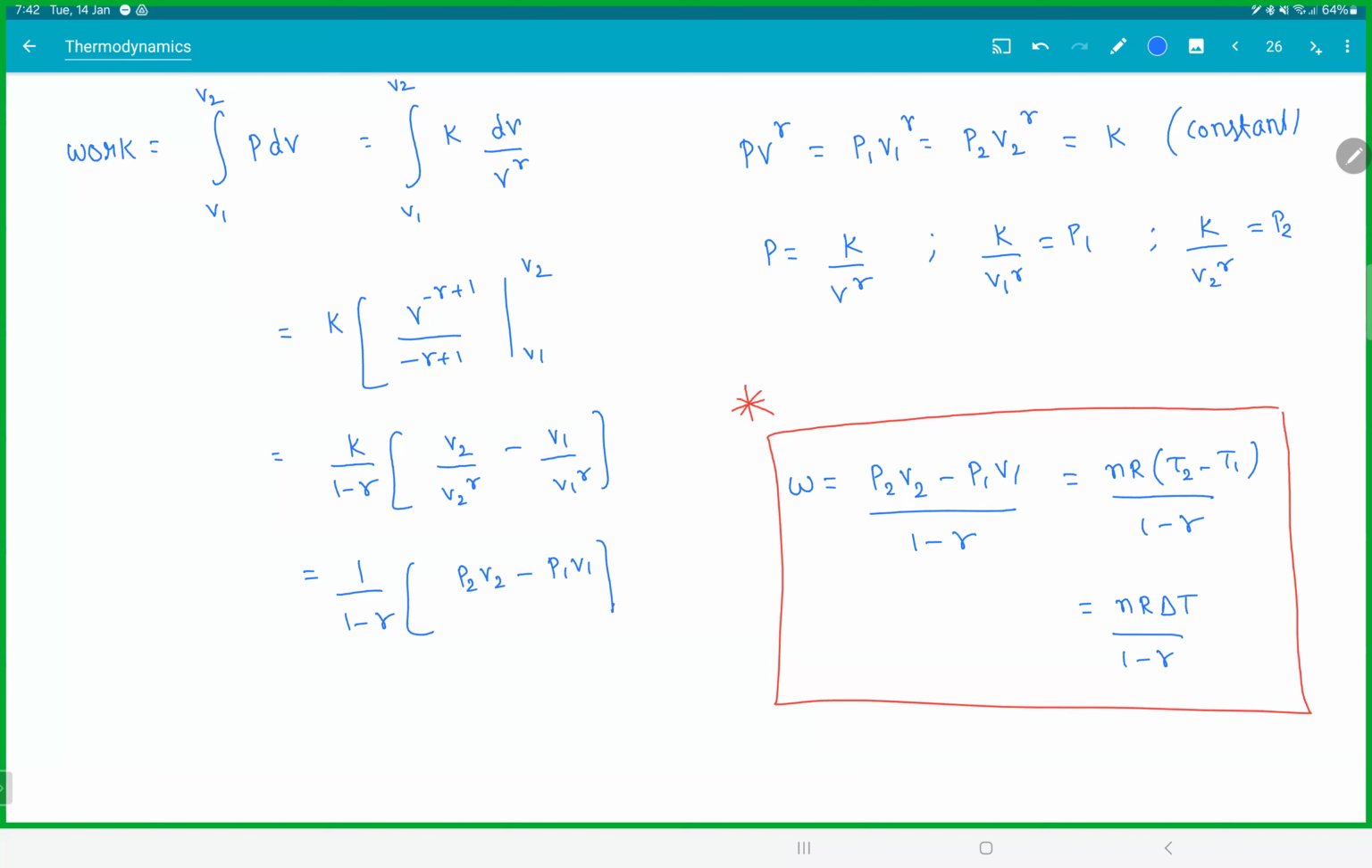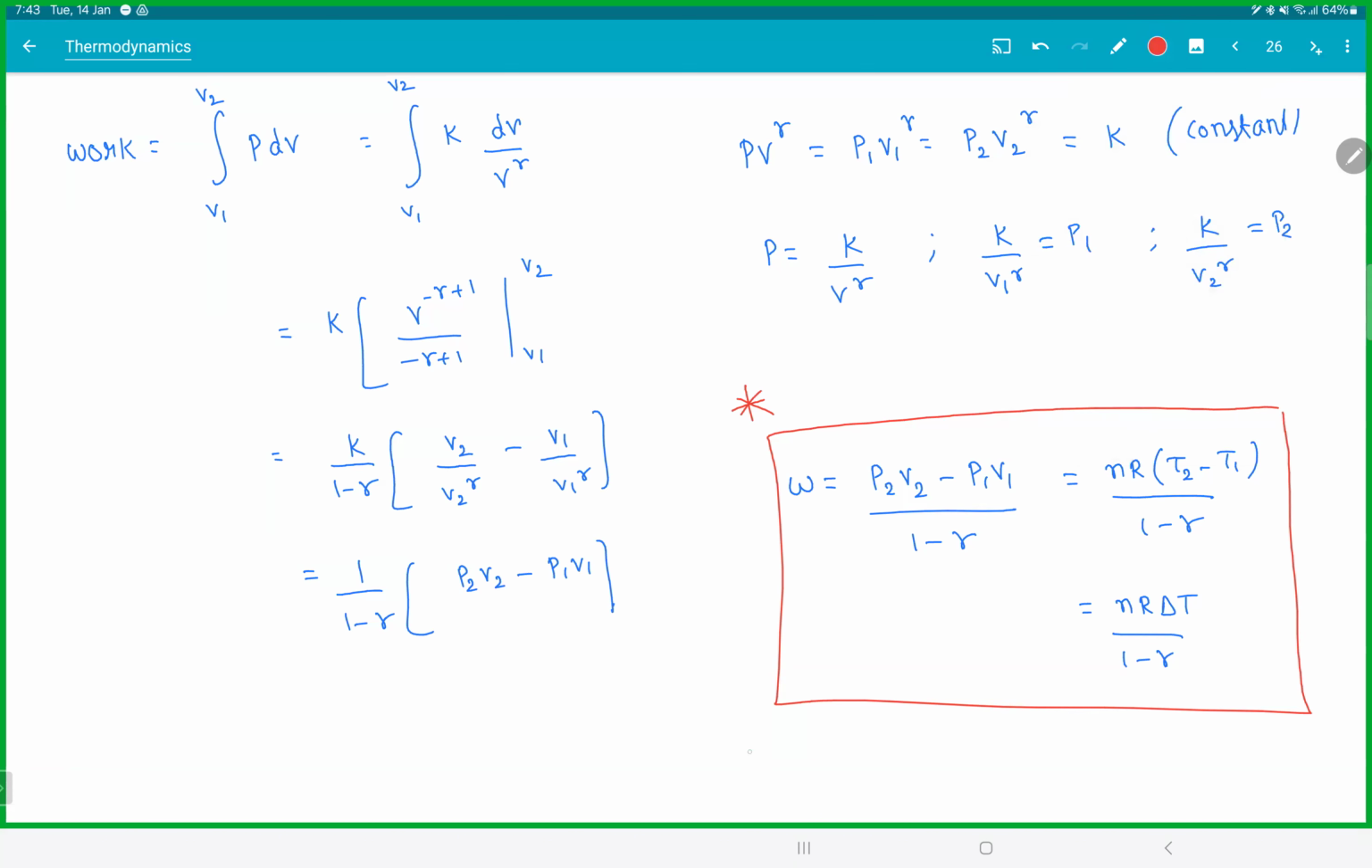There will be two options like this, so you have to be careful there with the signs. And this is a derivation in HSC also. It's a 4-mark derivation. They'll ask you to find the work done in adiabatic process. Check it out. So that is W.